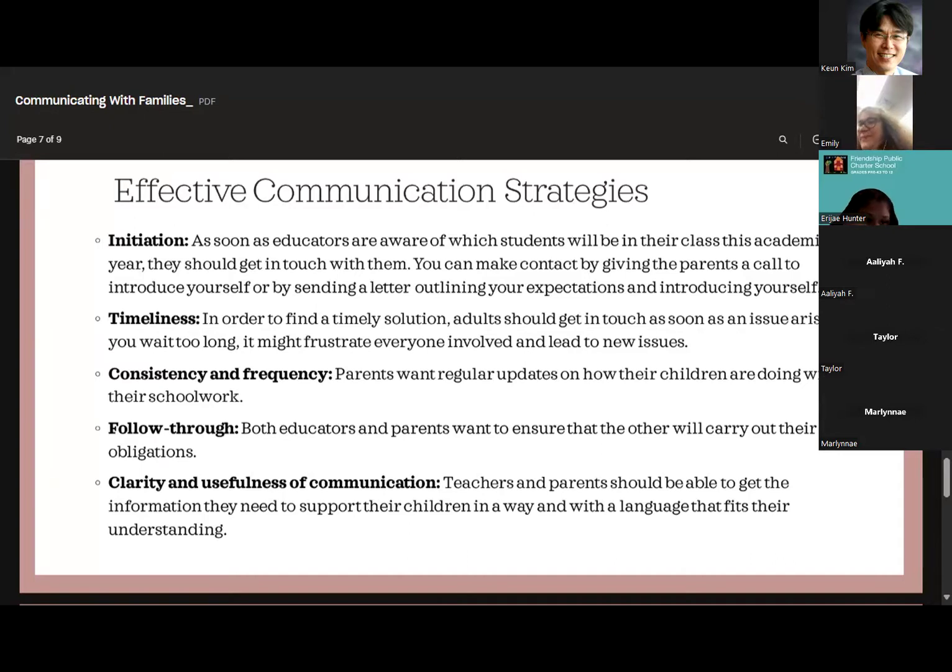Following through, both educators and parents want to ensure that the other will carry out their obligations. Then there's clarity and usefulness of communication, and teachers and parents should be able to get the information they need to support their children in a way and with a language that fits their understanding.